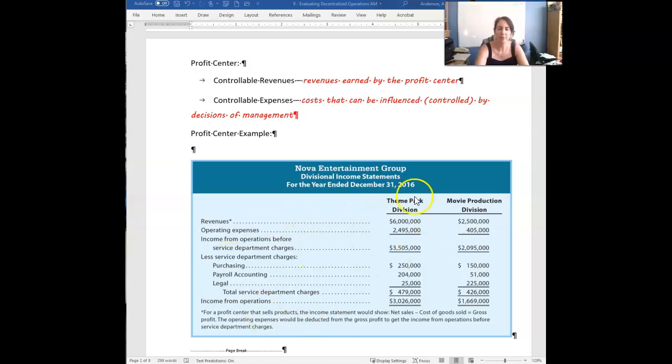Alright, so this is an example of what a profit center would look like, right? Not only are you in charge of revenues, but you're also in charge of expenses, right? As we were saying up here. Now, one thing I want to point out to you here is this service department charges piece.